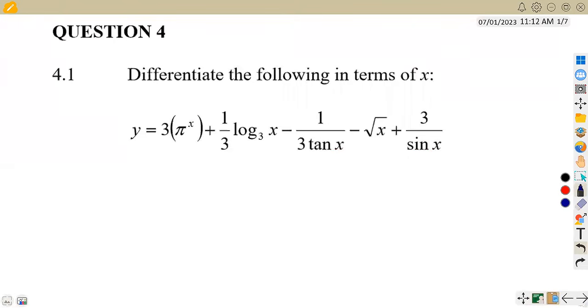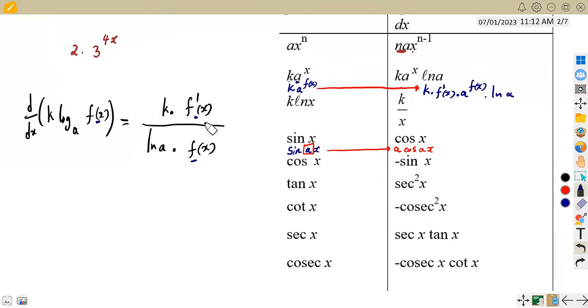So this is what we have on our first question, where we are given: differentiate the following in terms of x. Like I was saying, the first thing you check is 3 times pi to the x in a standard form. Do we have this in a standard form? This is the same thing as this part. So it's in a standard form. If you check, it is the same as k a to the exponent of x. So there's nothing that you're going to do there. We are going to simply differentiate directly.